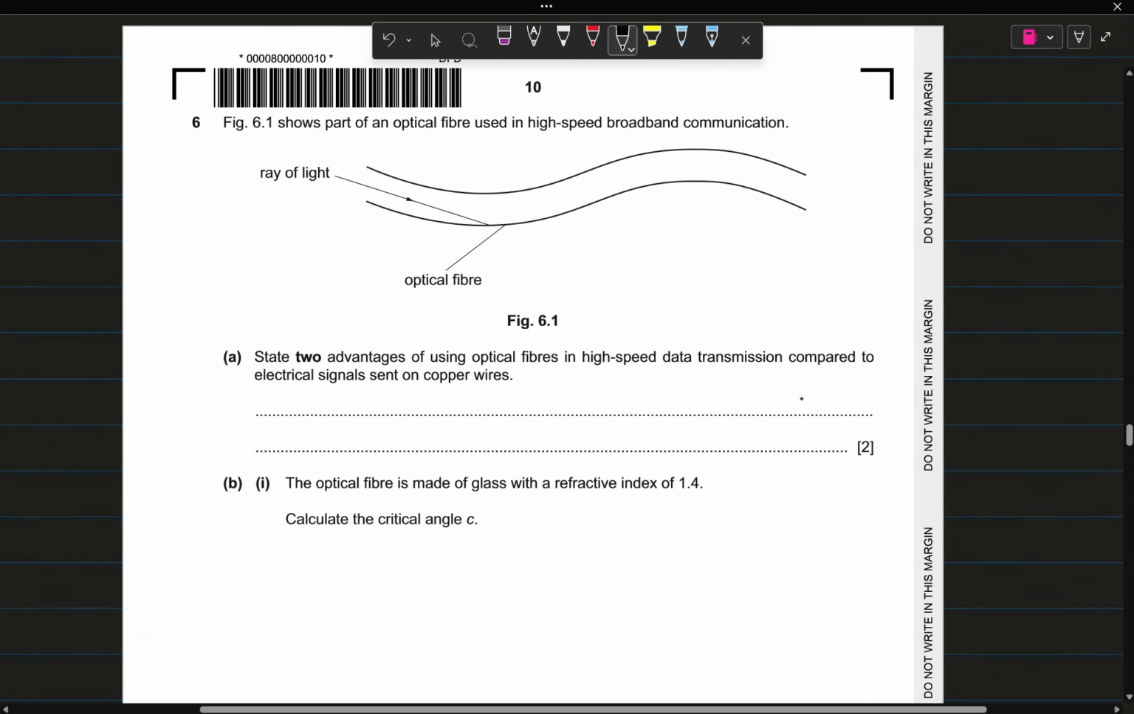Okay, figure 6.1 shows part of an optical fiber used in high-speed broadband communication. State two advantages of using optical fibers in high-speed data transmission compared to electrical signals sent on copper wires. Okay, we can't really say high speed here because it's mentioned here already. However, we can say that more data can be transmitted. So that's one. More data can be transmitted.